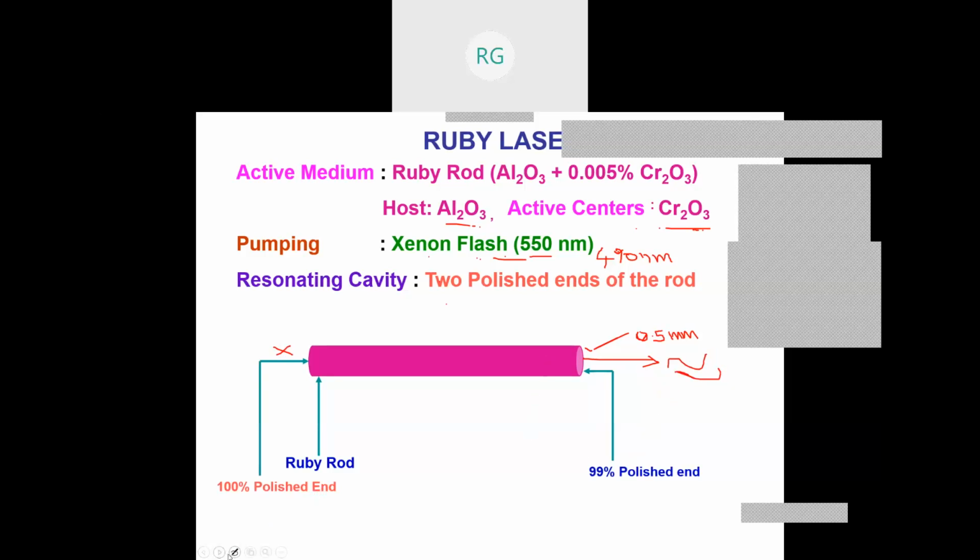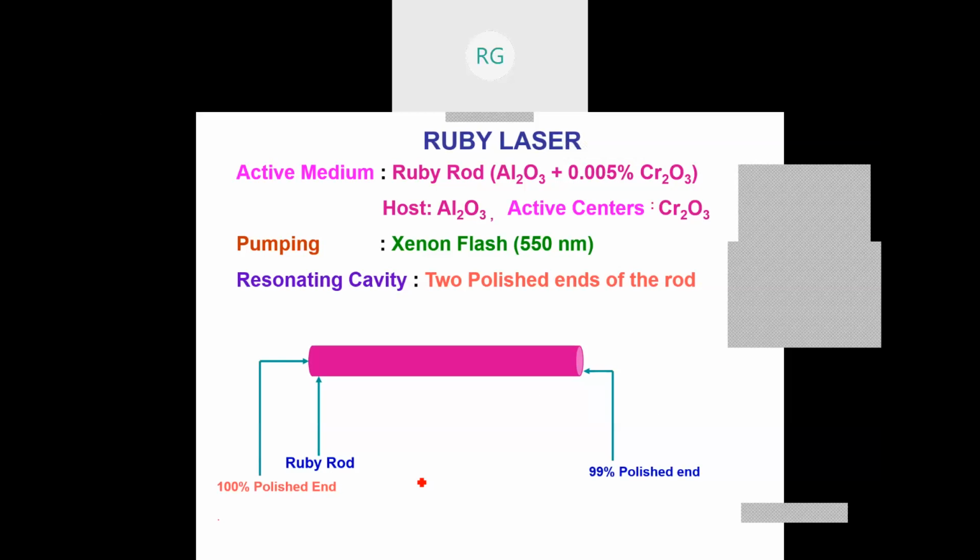Hence, a ruby laser consists of a ruby rod of approximately 0.5 cm diameter, and length is 2 centimeters to 10 centimeters. One end is completely polished 100% so that no transmission is there, and the other end is 99% polished where the transmission possibility is there. To this, we take a helical xenon flash.